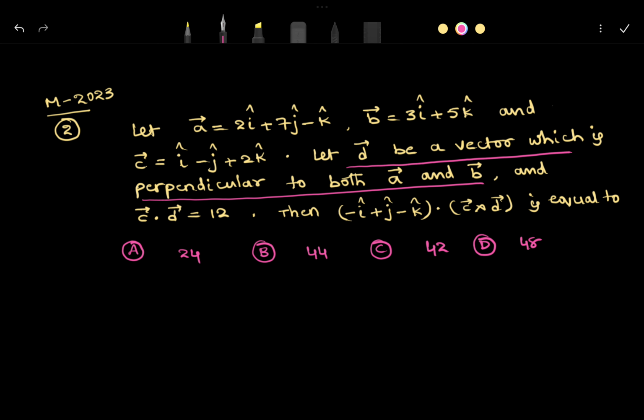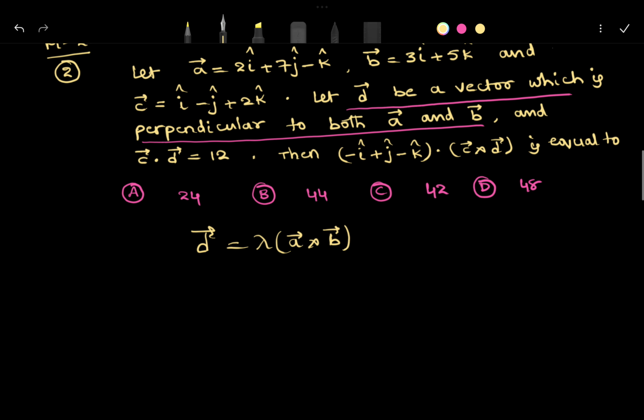But here we don't know the magnitude. So you have to write d bar is equal to lambda into a bar cross b bar. I hope everyone is clear on this one.